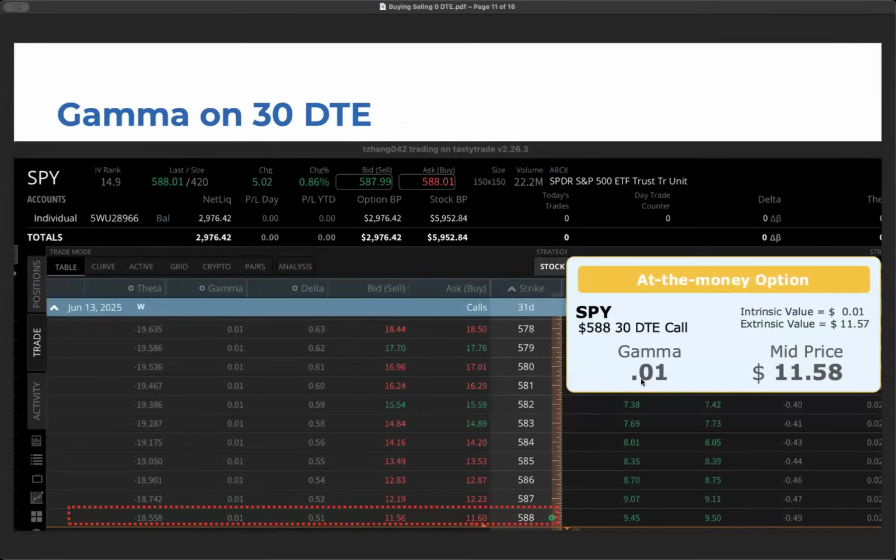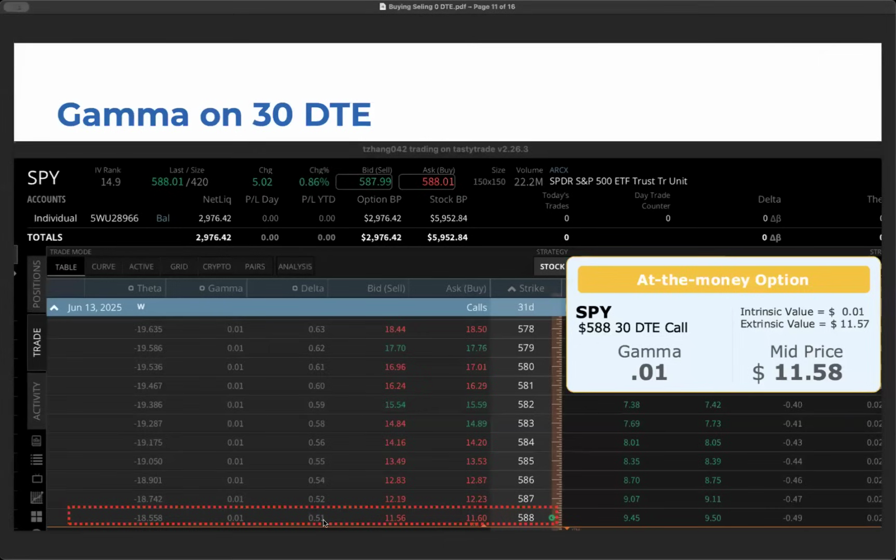And what you see here is a gamma of 0.01. And the other thing you have to see is the delta here is 0.51, right? So what that tells me is that if the value of SPY were to go up by $1, then what I have to factor in is delta and gamma.